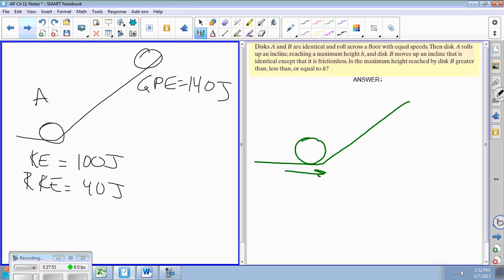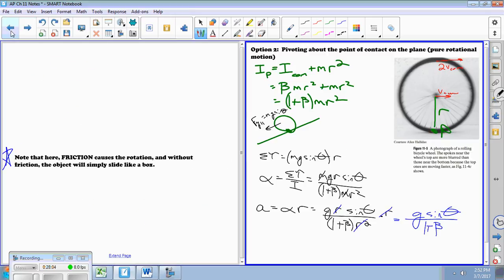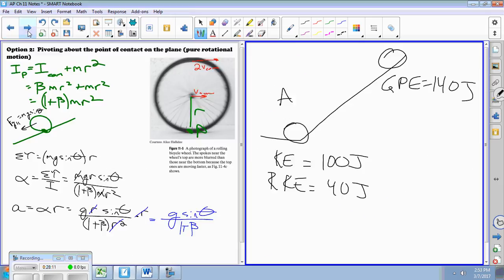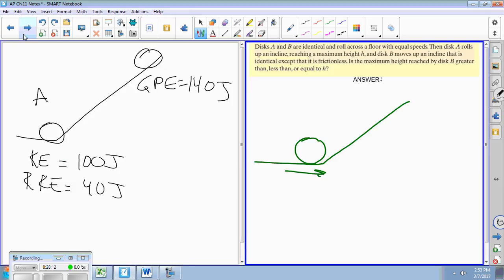So friction doesn't actually do work on it. Remember, there's no work at the point of contact, because there's no motion at the point of contact. Is that what you're talking about? Good. All right. So that's that.